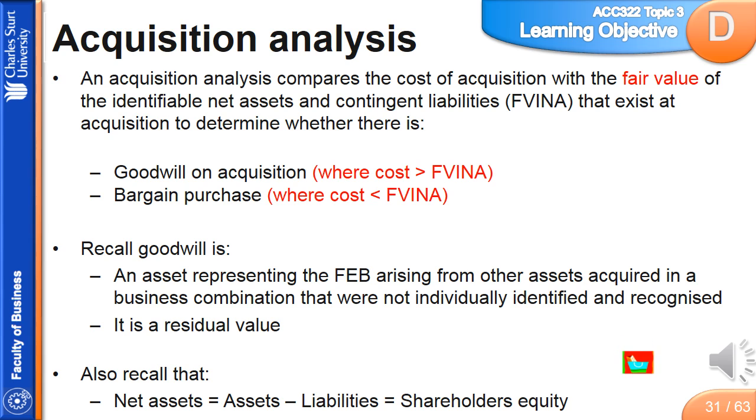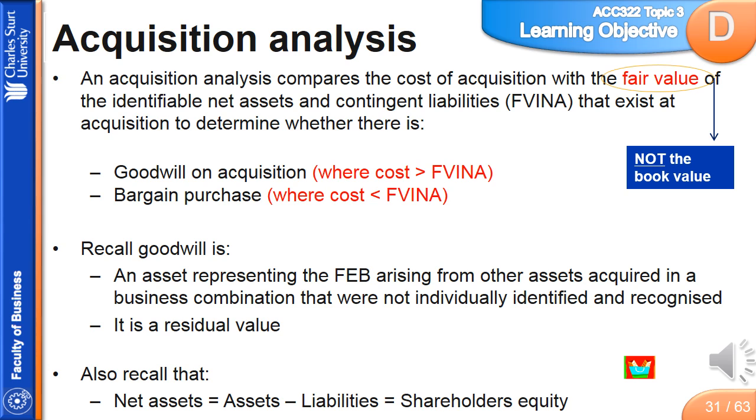This compares the cost of the acquisition with the fair value, not the book value, of the identifiable net assets and contingent liabilities, or for short, fair value of identifiable net assets, FVINA, that exists at acquisition date to determine whether there's either a goodwill on acquisition, where the cost is more than the fair value of identifiable net assets acquired, and you're going to expect that 90% of the time, or gain on bargain purchase, where the cost is less than the fair value of identifiable net assets acquired.